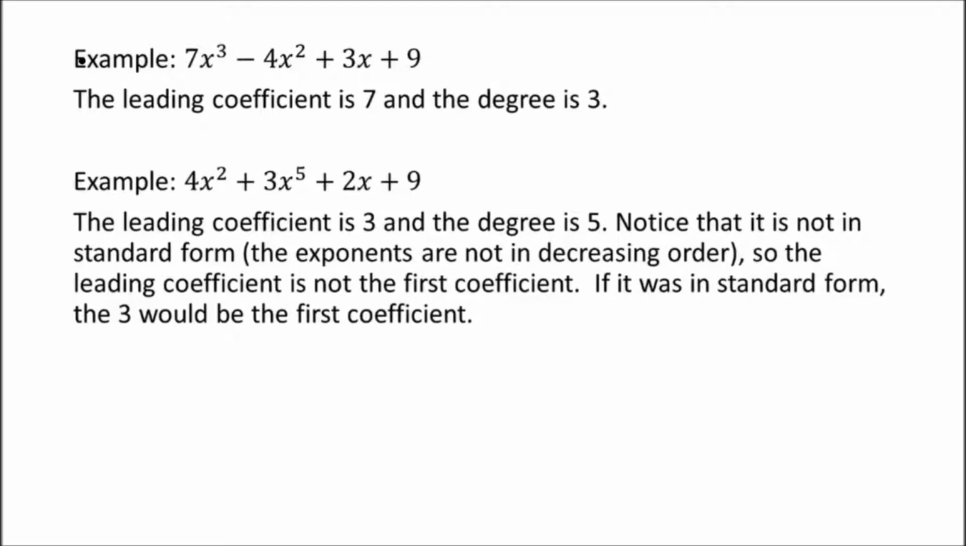Okay, so here's an example. In this first example, the leading coefficient is 7 because the highest exponent is the 3, which makes this term the term we look at for the leading coefficient, which is 7. In the next example, the degree is 5 because the highest exponent is 5, which means the leading coefficient is 3. So you need to note here that the leading coefficient is not the first coefficient in this case. That's because this is not written in standard form. Standard form would have it in decreasing order. And since it's not in standard form, you've got to look somewhere else for the leading coefficient.